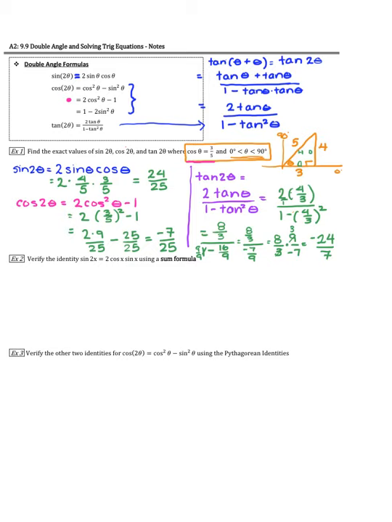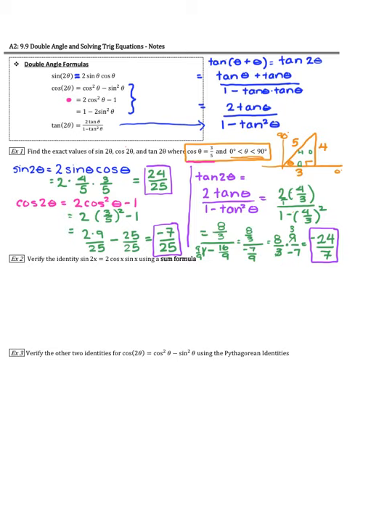And remember that tangent is the ratio of sine over cosine. So if you look at what our final answers were, if I made a ratio of 24 over 25 over -7 over 25, your denominators would cancel, and that would leave you with -24/7. Just a fun fact for the day.